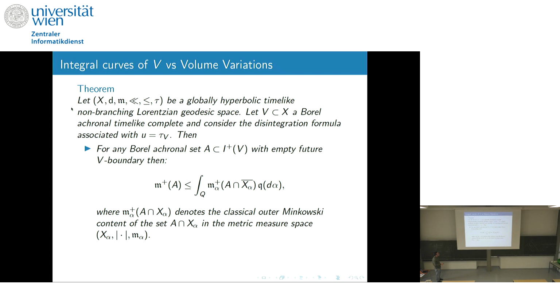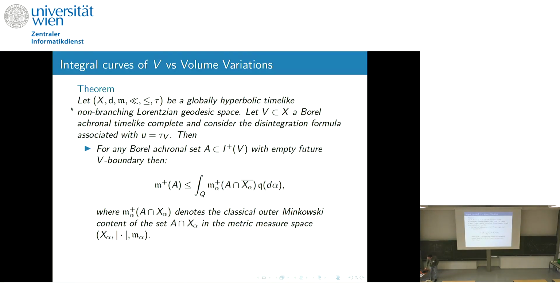So here, let's say that the crucial inequality is this one, where you say that the one-dimensional contributions, this other Minkowski content on this foliation, seen as a one-dimensional subset, bounds from above the area of your region here.